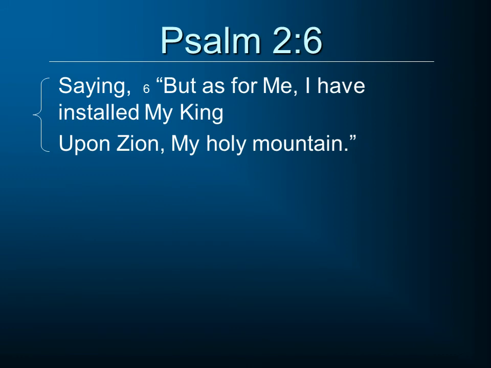Verse 6, he says, "But as for me, I have installed my king." And the next line doesn't repeat that. It's finishing the idea: upon where has he installed the king? "Upon Zion, my holy mountain." And so this is that synthetic sort of parallelism.